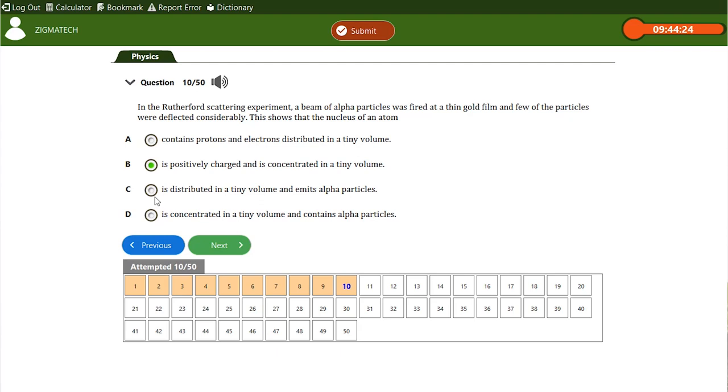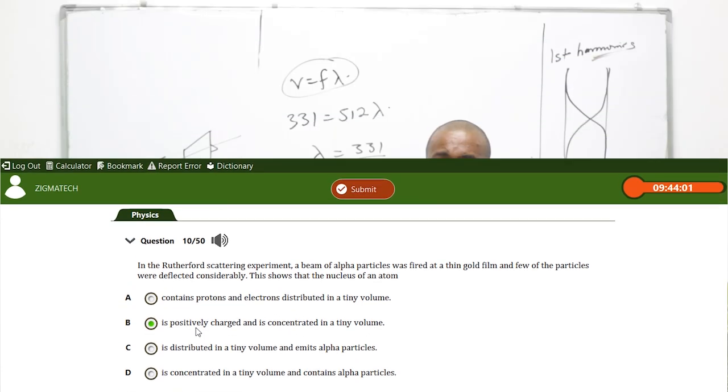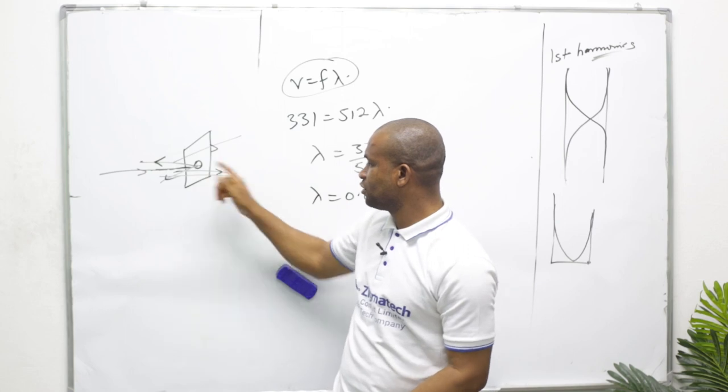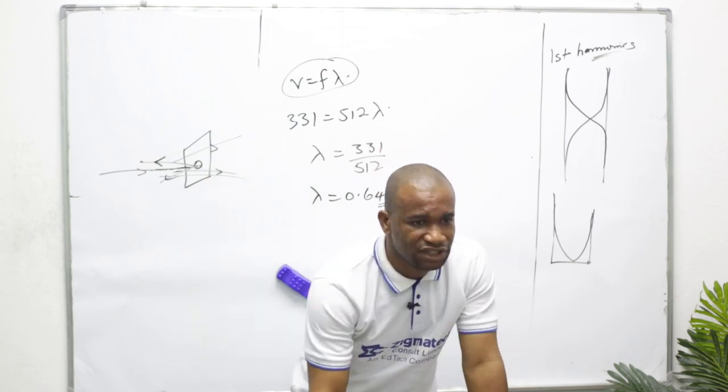This is very good. Let's check C. Is distributed in a tiny volume and emits alpha particles? No, it's not distributed. Is concentrated in a tiny volume and contains alpha particles? It's not alpha particles that it contains. What Rutherford said is that there is a positive charge and it is concentrated in a tiny volume of that space. So option B is correct for me.